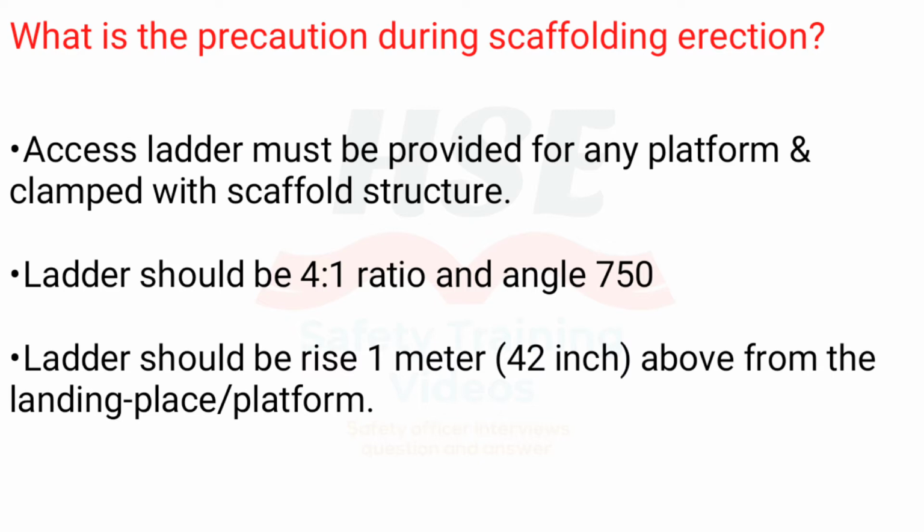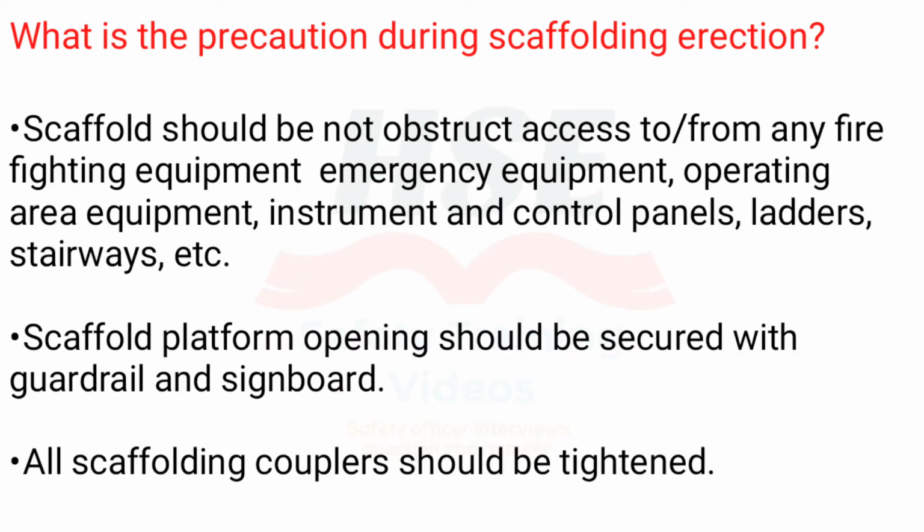Access ladder must be provided for any platform and clamped to the scaffold structure. Ladder should be at a 4:1 ratio and an angle of 75°. Ladder should rise 1 meter, 42 inches, above the landing place or platform.